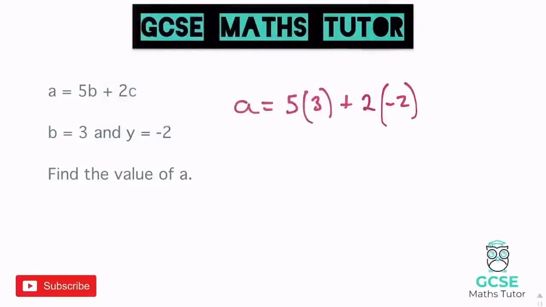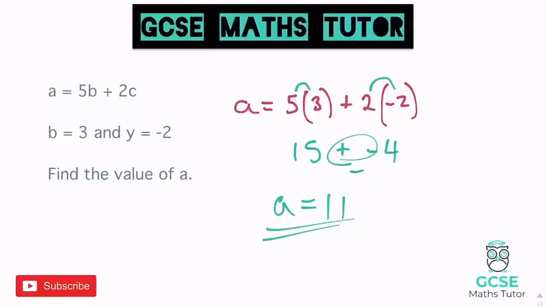All we have to do is now multiply these. So 5 times 3 is 15. 2 lots of -2 is -4, and we're adding these together. So 15 add -4 is 11, remembering that these just become a takeaway, so it's 15 take away 4. So a would equal 11. There you go. Just something to remember there. Whenever you're subbing numbers in, always put them into a bracket, just so that you can sub them in and then deal with the calculations later.